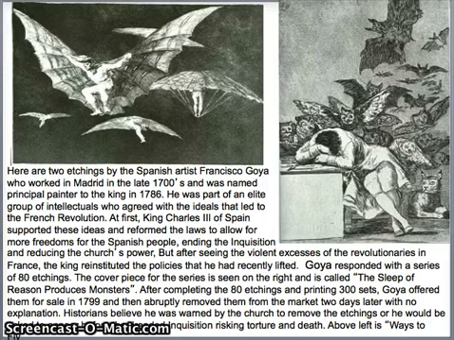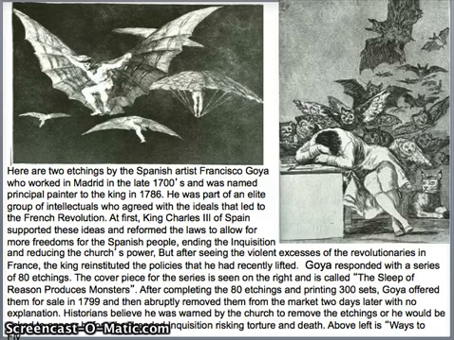Now think about this. He did 80 etchings, which means he etched 80 plates, and he printed 300 sets of 80 images each. He offered them for sale in 1799 for exactly 2 days, and he took them off the market with no explanation. Historians believe that he was warned by the church to remove the etchings, or he would be asked to appear before the Inquisition, and that would mean risking torture and death. The one on the left is called Ways to Fly.